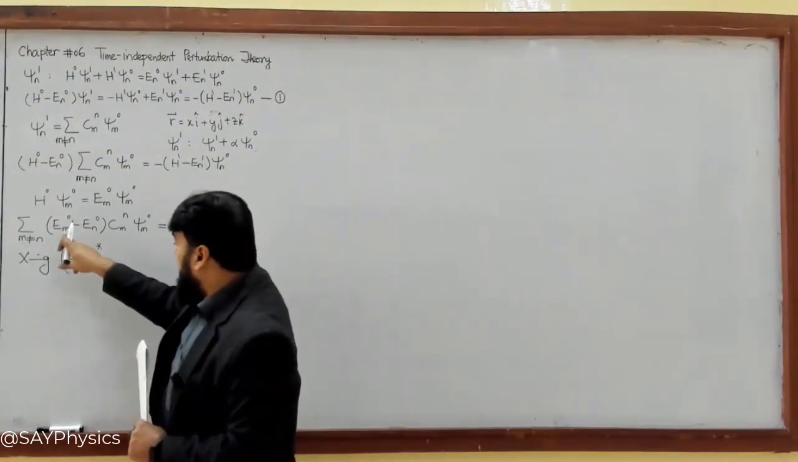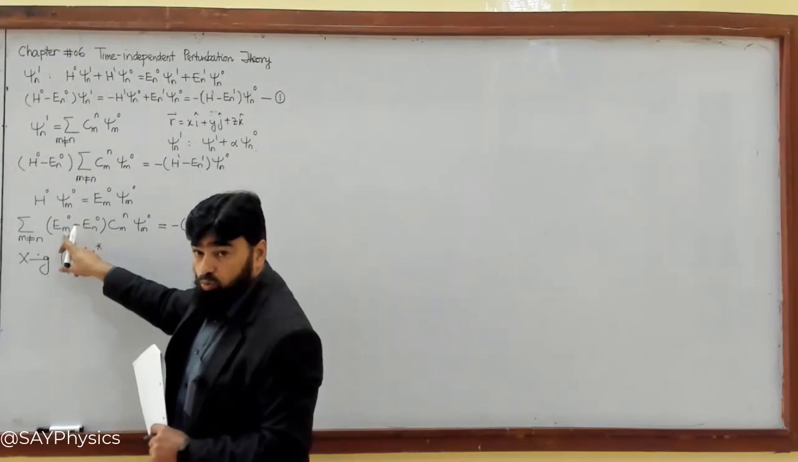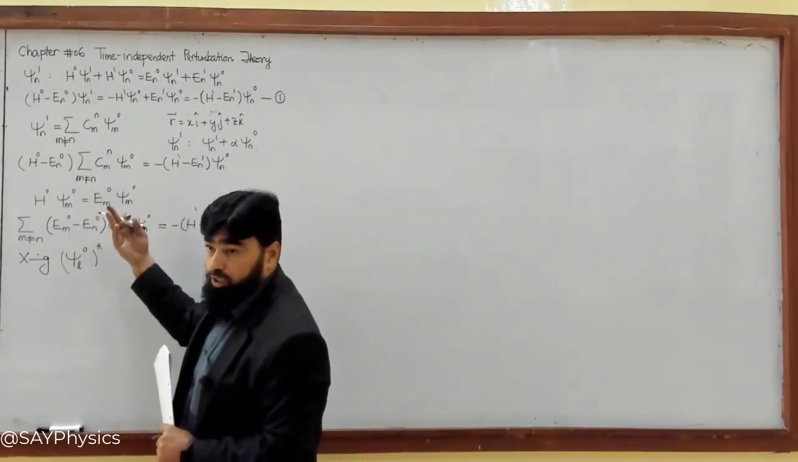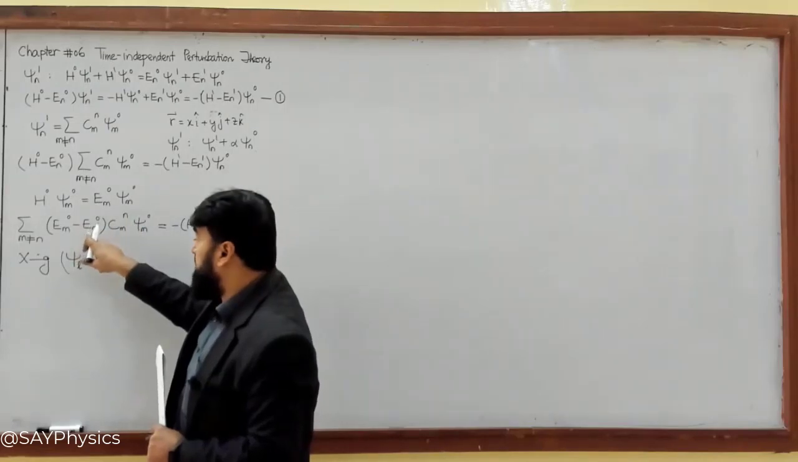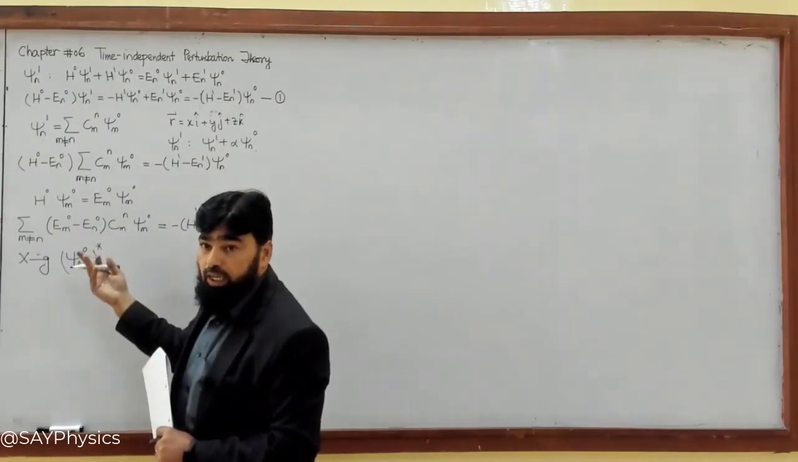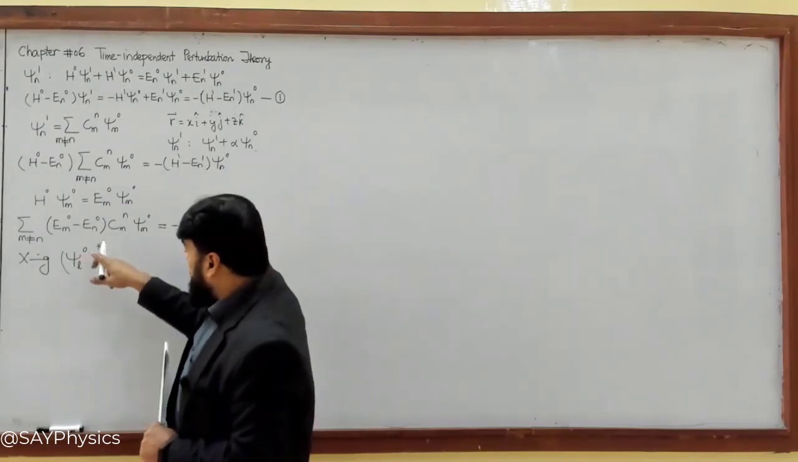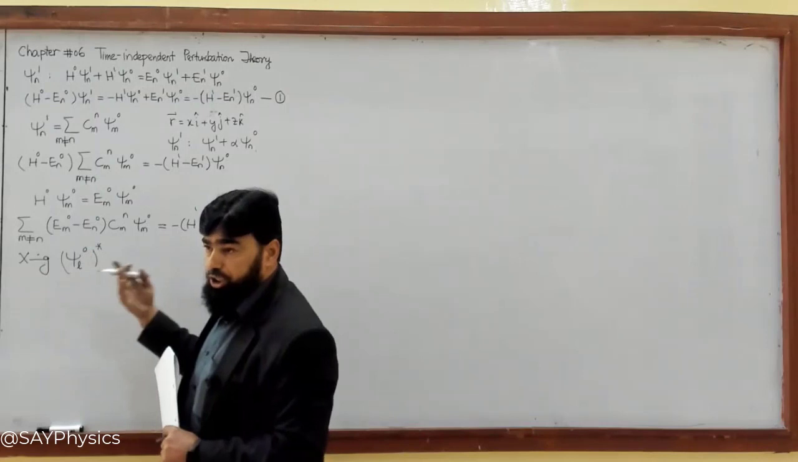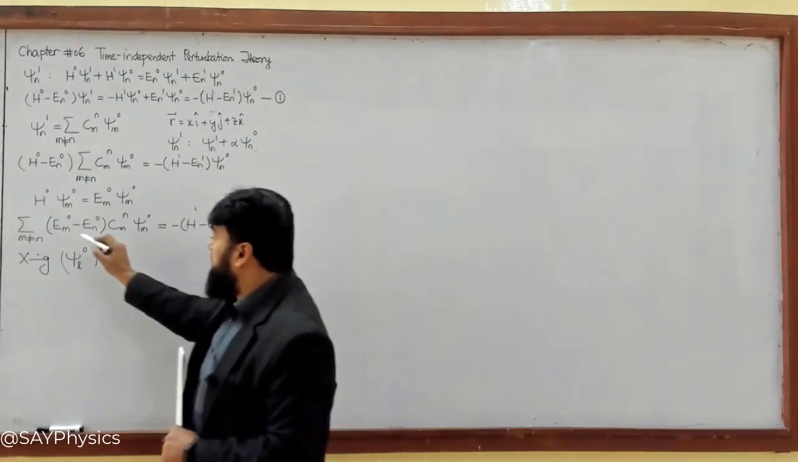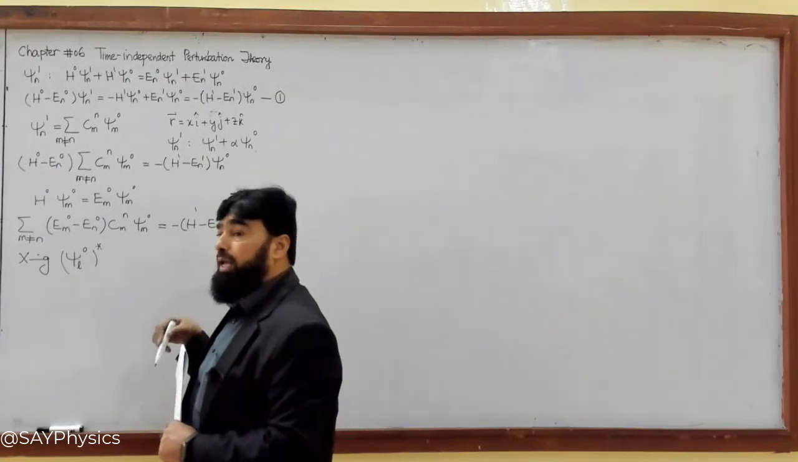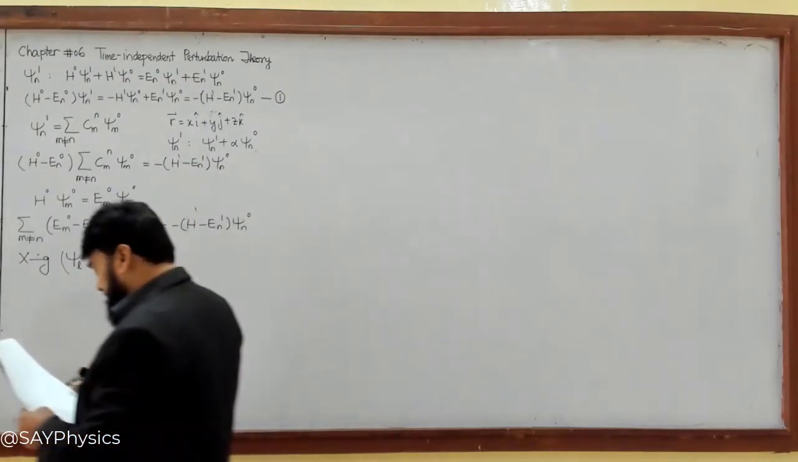Now m is a number 1, 2, 3. n is also a number running 1, 2, 3, a specified number for this. And L is also a number 1, 2, 3, an index. I am writing them differently in order to differentiate between them, to show that these indices are not the same.